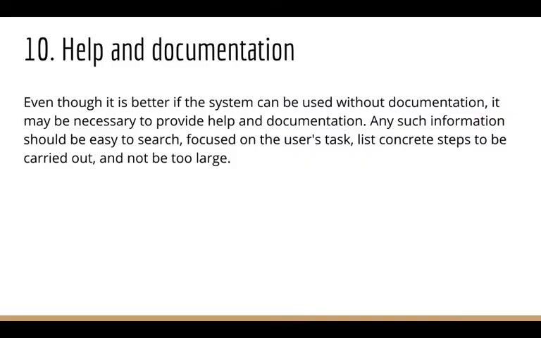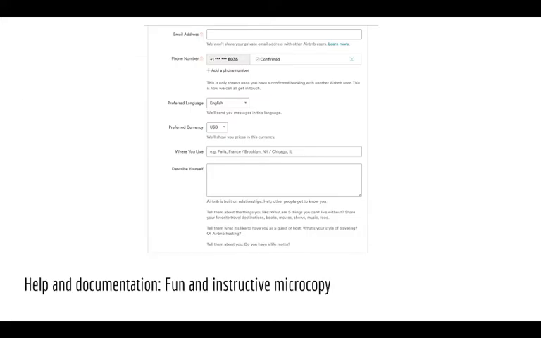And then the last one is help and documentation. So even though it's better if the system can be used without documentation, it's helpful and necessary a lot of the time. So you want it to be easy to search, focused on the user's task, and have concrete steps, and not be too long. Now, this is a little bit different than documentation describing in depth how to do certain things. You'll find API documentation that will need all kinds of information listed out. I think what this is referring to specifically is helping the user understand the tasks that they're performing.